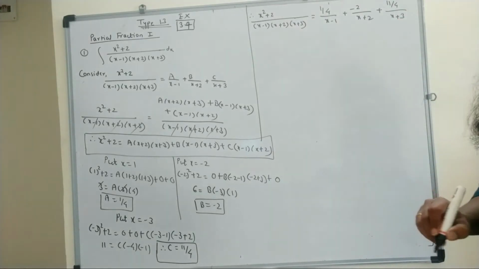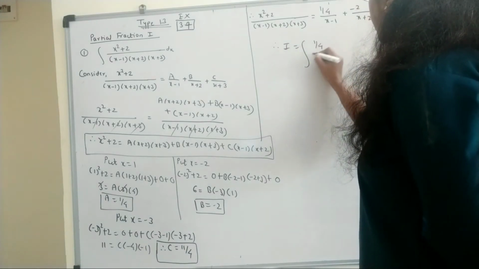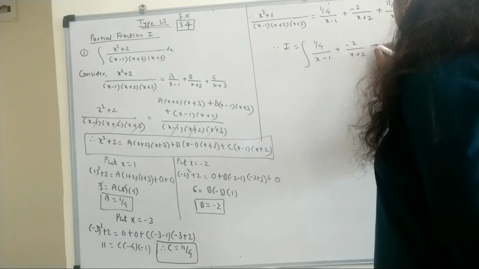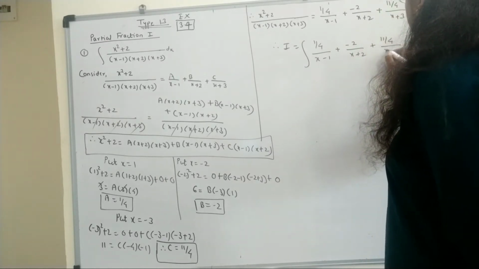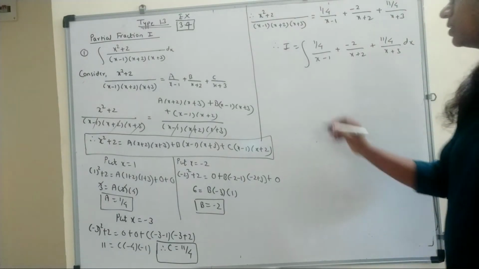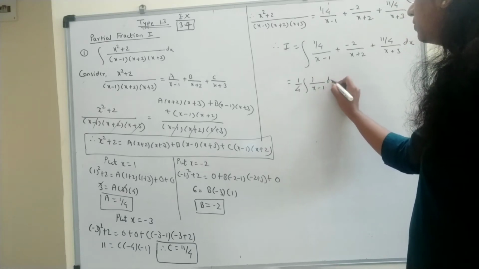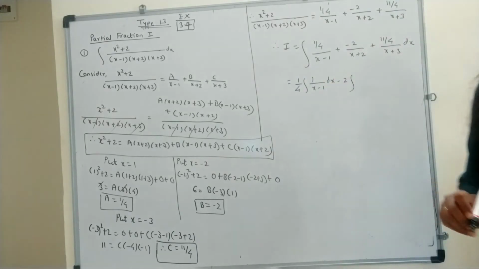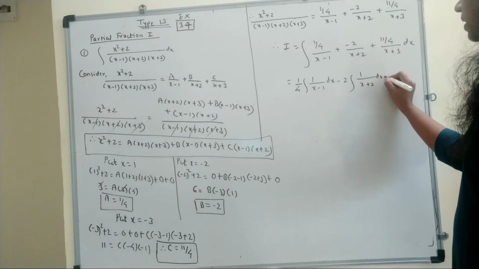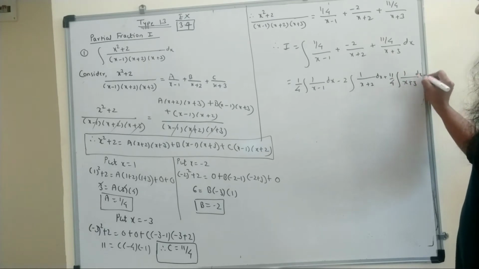And now we'll find out the integration value for this. Consider the integration separately. In this case, 1 upon 4 is a constant outside the integration, minus 2 is a constant outside the integration, 11 by 4 is a constant outside the integration.